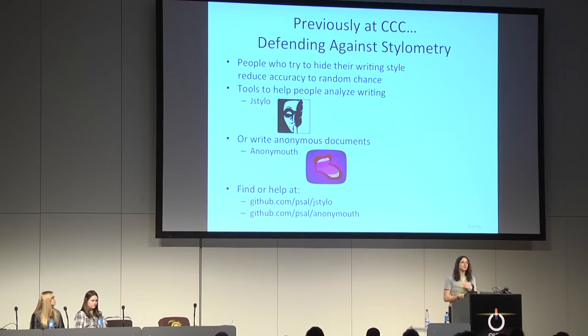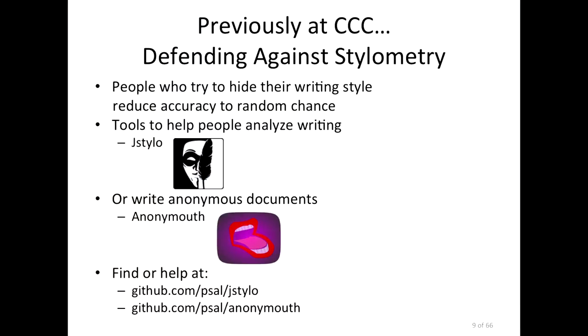So previously at CCC, the question that we asked in my lab was how strong are these techniques when people are actually trying to fool them? And we found that people in general were able to reduce the accuracy of these techniques by writing in a specific way to try and hide their writing style or to imitate another author. We actually asked people to imitate Cormac McCarthy in this case. Now, I wouldn't necessarily recommend just doing that if you wanted to hide your writing. You'd probably want to verify in some way that you'd actually done it correctly.